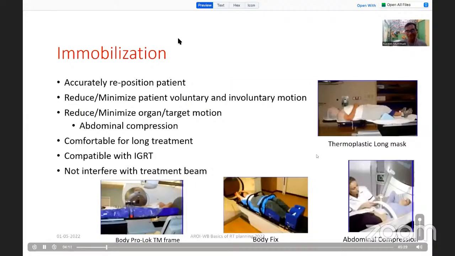So coming to immobilization, which is the first step in our radiotherapy planning, what we need to make sure is that we place the patient comfortably and we are able to accurately reposition the patient when the patient comes back for the subsequent treatment. So during your simulation, you need to make sure that you're minimizing voluntary and involuntary motion of the patient. There are various ways in which we can do immobilization. Various institutions have their own different setups.